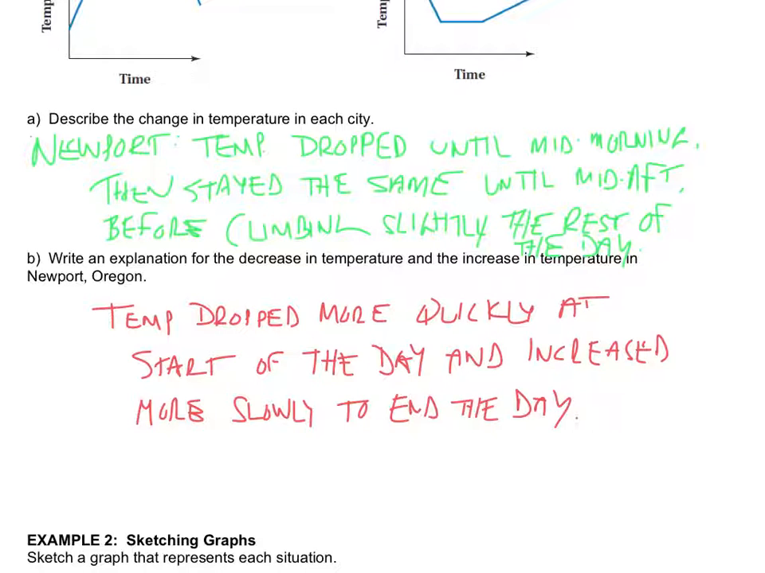Now, obviously, you could have said something in there about an explanation. So maybe there was a pretty big cold front that came through, and the temperature dropped quite a bit, kind of stabilized around the noontime, but then we started to get warmer weather coming through. But to me, the temperature dropping more quickly in the beginning of the day, having a steady temperature around noontime, and then climbing more slowly just to finish out the day.